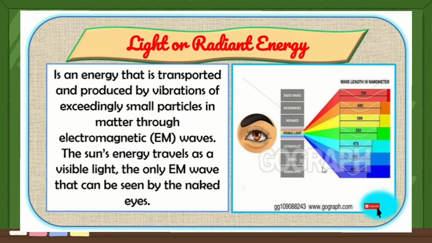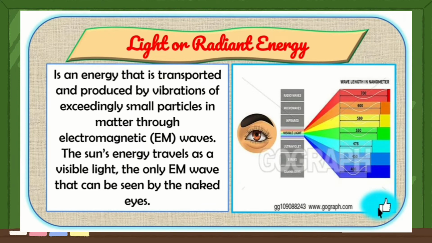So light energy is only an example of radiant energy that we could see. So ito lang po ang pwede nating makita using our naked eye. Yung radio waves, microwaves, infrared, ultraviolet, x-rays, gamma rays, hindi natin kayang tignan yan gamit lang ang ating mata. Pero yung light energy na nakikita natin that comes from the sun, ito yung visible lang sa mata natin. Okay, so the sun's energy travels as visible light, the only electromagnetic wave that can be seen by the naked eye.